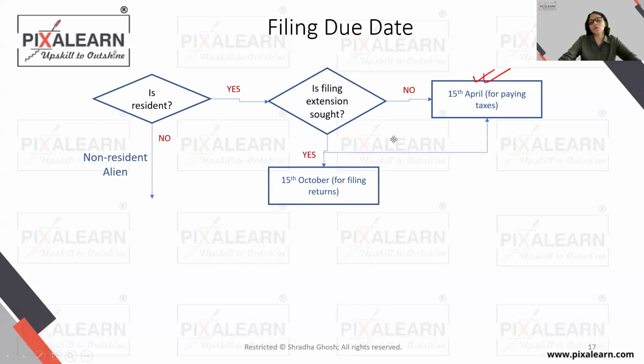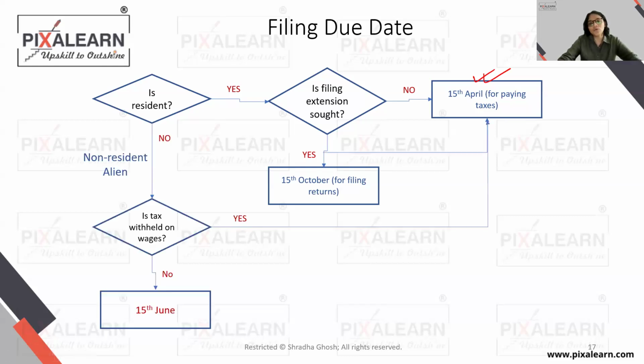So general rule, 15th of April is the due date for filing the returns, maybe extended to 15th of October if you file the paperwork for extension. But this extension is only for filing returns, not for paying the taxes. And in case you are a non-resident alien and there are no taxes that are withheld on your form, in that case, the due date is 15 June. But this is kind of an exception. You need to know that a lot of exceptions are tested in the exam, so you need to keep the provisions in your mind.